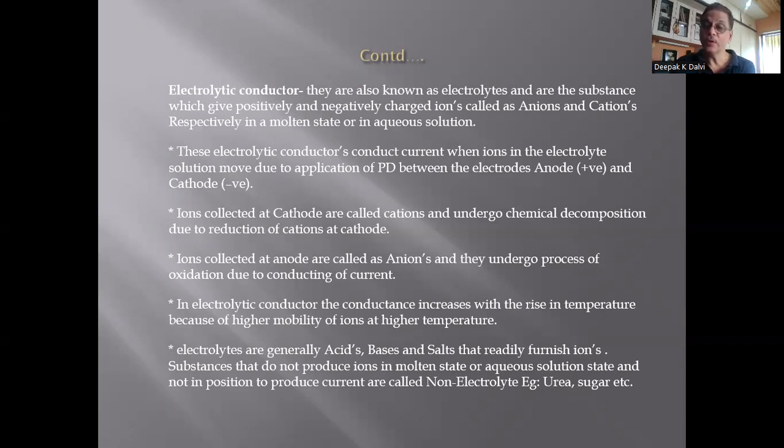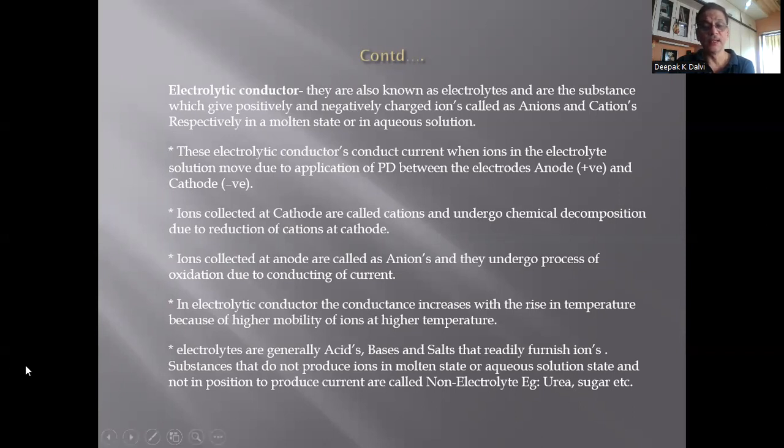Why? Because the mobility of ions is higher at higher temperature, so free charge formation is more with the rise in temperature in the electrolytic conductor. And what is the characteristic of these free charges? Carrying current. So the conductance increases, meaning the current carrying capacity, the electric conductance of that solution, increases. So that is the main characteristic of the electrolytic conductor.